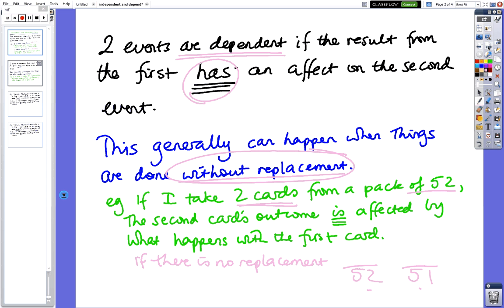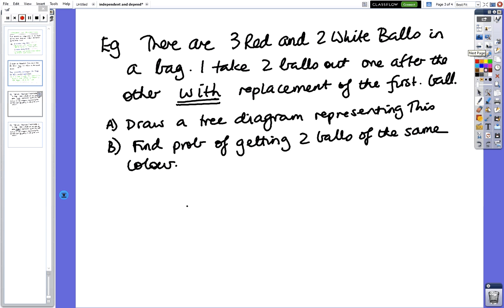Let's have a look at an example. There's 3 red and 2 white balls in a bag. I take 2 balls out, one after the other, with replacement of the first. Draw a tree diagram and find the probability of getting 2 balls of the same colour. This is similar to the last video where we had tree diagrams with probability. So I've got red, white, red, white, red, white, giving red-red, red-white, white-red, white-white.